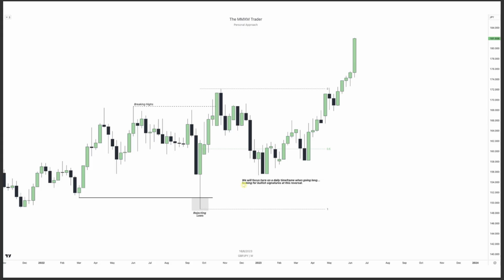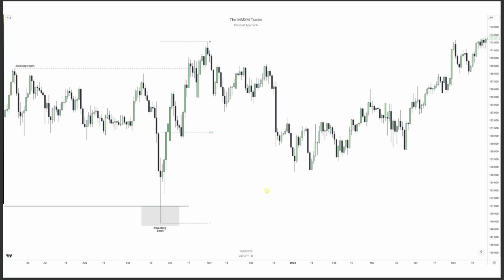Now we are in discount, right? And we will focus here on a daily time frame when going long. So we're going to be looking for bullish signatures at this reversal. Let's hop into the daily time frame from GBP-JPY. Again, that weekly low that got rejected, right? And we're breaking through the highs. And then price is slowly coming down into discount. And over here we are in discount.